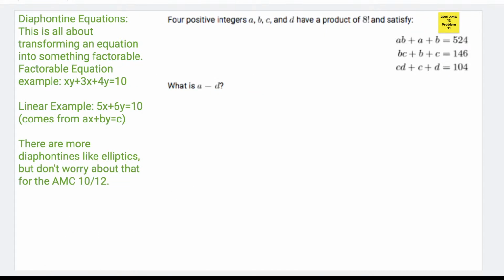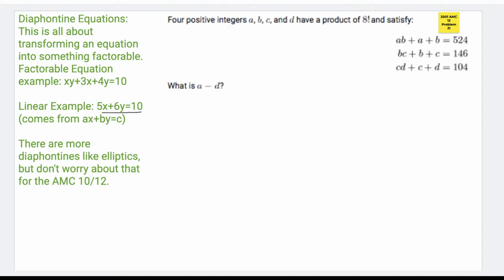So now comes our next topic, Diophantine equations, which is kind of similar to Simon's Favorite Factoring Trick. This is all about transforming an equation into something factorable. For example, a factorable equation is xy plus 3x plus 4y plus 10 equals 10, because we can actually factor this by adding an integer to it. A linear example is 5x plus 6y equals 10, and this comes from ax plus by equals c.